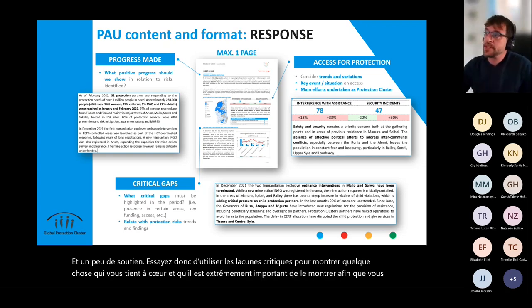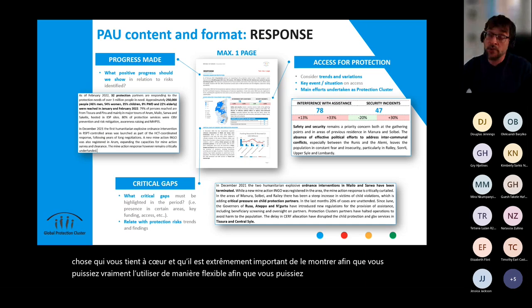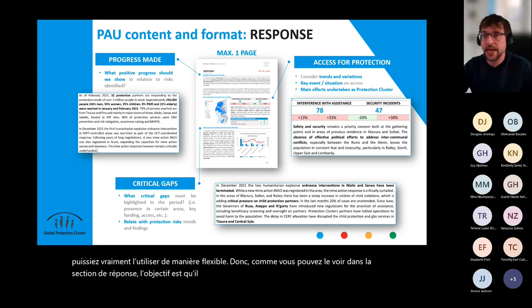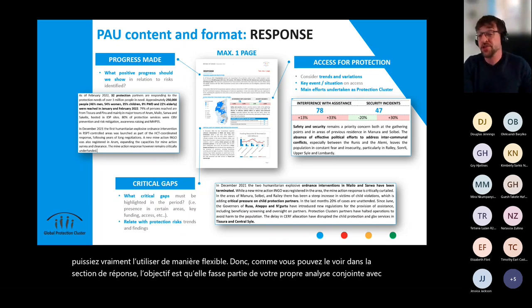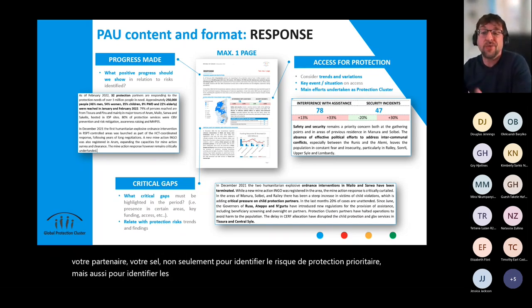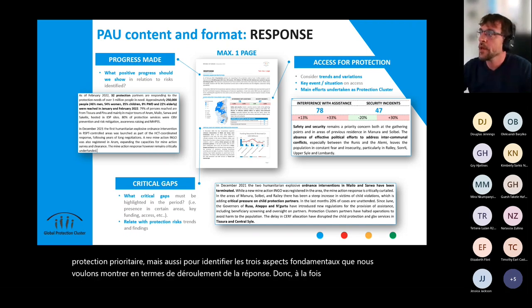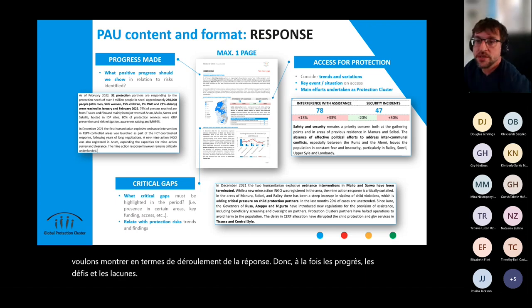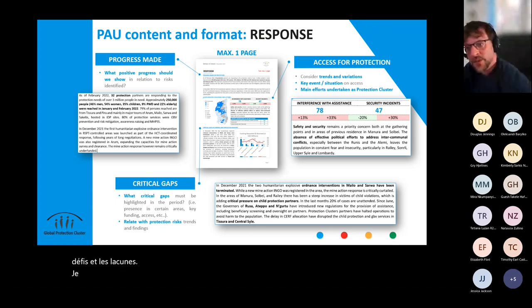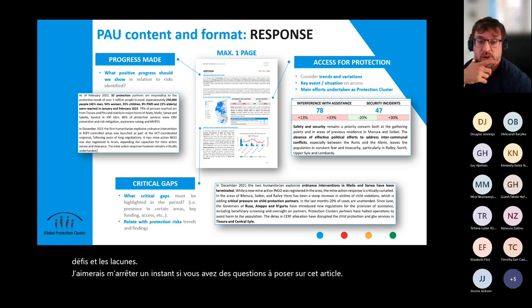So as you can see, the response section should be part of your own joint analysis with partner AOR SAG, not just to identify the priority protection risk, but to identify the three core aspects we want to show in terms of how the response is going. So both the progress, the challenges, and the gaps. I will pause for a moment again if you have any question on this section or doubts.